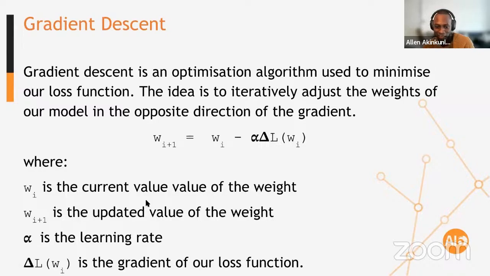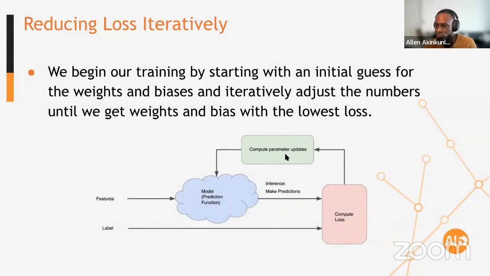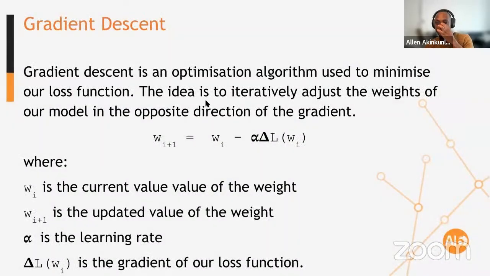So gradient descent is the algorithm we actually use to do that parameter update of the weights and the biases, right? So it's an optimization algorithm. Again, supervised learning is really just optimization of some function, right? It is used to minimize our loss function. The idea is to iteratively adjust the weights of our model in the opposite direction of the gradients. And that was why I was asking, oh, what's the gradient here at the start, right?